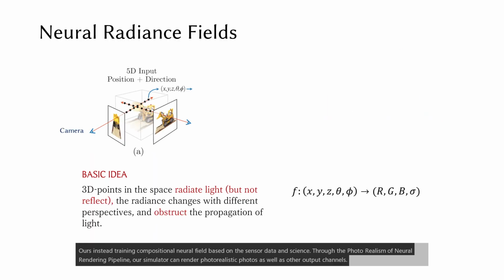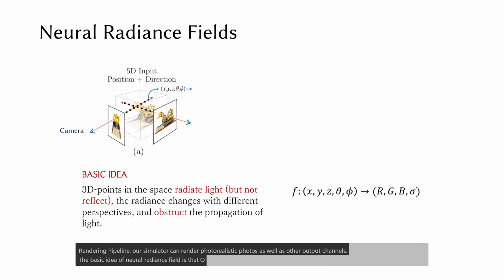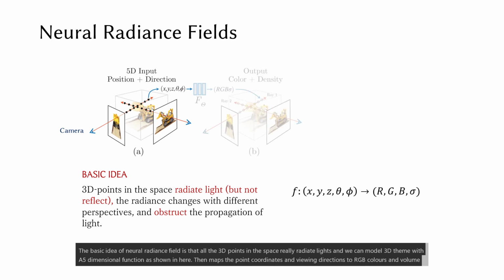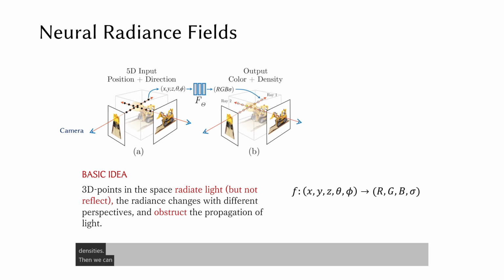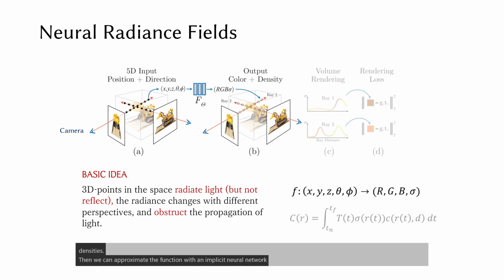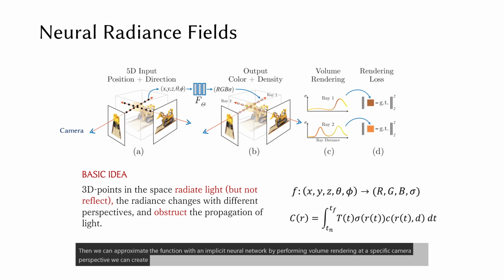The basic idea of neural radiance field is that all the 3D points in the space radiate light, and we can model a 3D scene with a 5-dimensional function, as shown here, that maps the point coordinates and viewing directions to RGB colors and volume densities. Then, we can approximate the function with an implicit neural network. By performing volume rendering at a specific camera perspective, we can create realistic renderings by considering all the emitted lights from the 3D points along the ray. And the implicit neural network is then optimized using backpropagation with photometric losses.